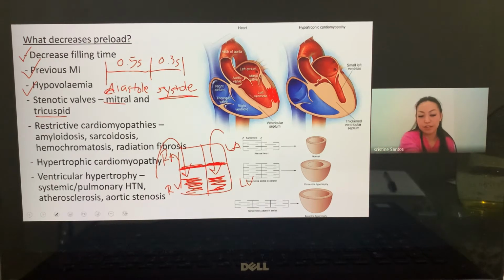If we have stenotic valves, then it's going to be harder for that atrial kick to happen. It's going to be more difficult for the atria to contract against that stenotic valve. So it's going to be harder for us to get that extra 20% of blood into the left ventricle and the right ventricle before ventricular systole. So if we don't have that 20% of the diastolic volume, it's going to decrease our preload. It's going to decrease that stretch just prior to systole.